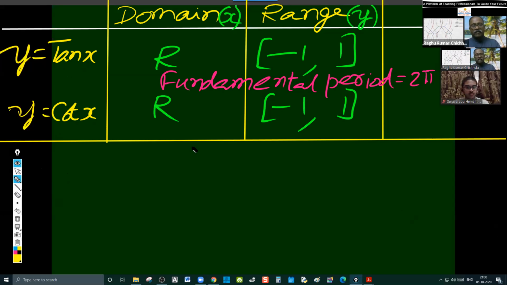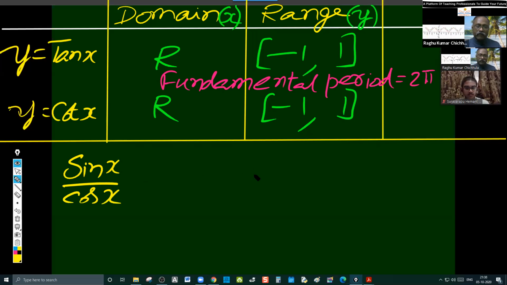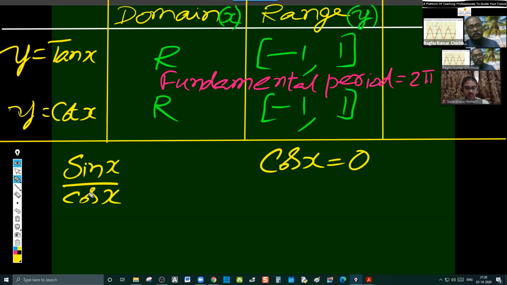Tan x is sine x upon cos x. Follow this carefully. When you have sine x upon cos x, there is every possibility of cos x becoming 0. If cos x becomes 0, this will be undefined. In that case, you should not have cos x becoming 0.